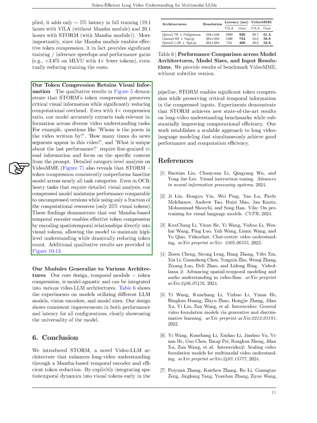Our detailed analysis on the VideoMME dataset indicates that our approach consistently outperforms baseline models across nearly all task categories. Even in tasks that heavily rely on optical character recognition, our compressed model performs similarly to uncompressed versions while using only 25% of the visual tokens. This shows that our Mamba-based temporal encoder effectively compresses tokens by encoding spatiotemporal relationships directly into them, allowing us to maintain a high-level understanding with fewer tokens.